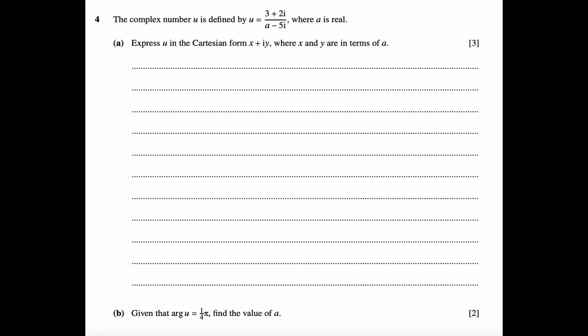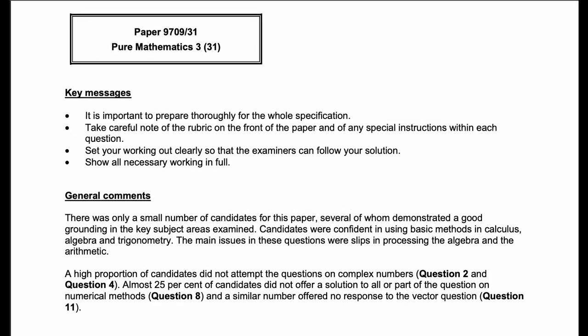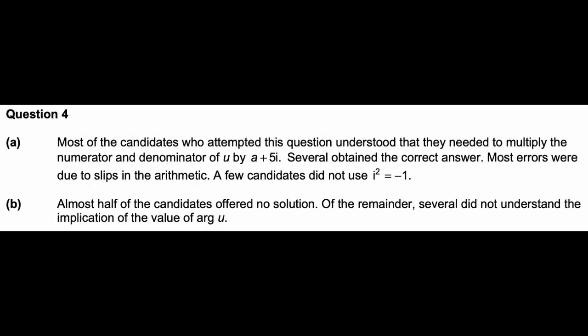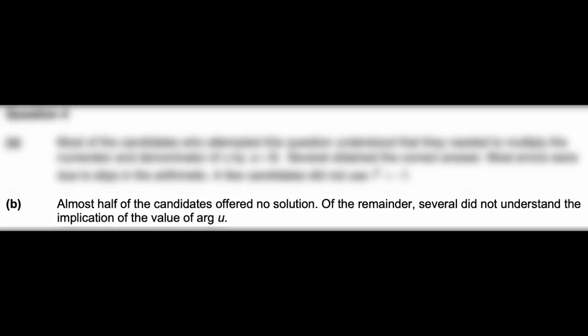Today we have another complex number question from the October-November 2023 paper that was classified as difficult by the examiner. Now, why was it classified as difficult? Well, just look at what they had to say, mentioning that a high number of candidates didn't even attempt the question. In fact, almost 50% of the students didn't even offer a solution to part B, so make sure to stay to the end. Do you want to be one of these students?